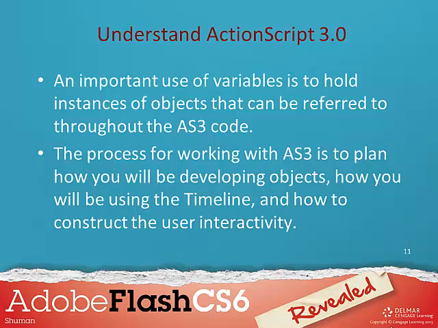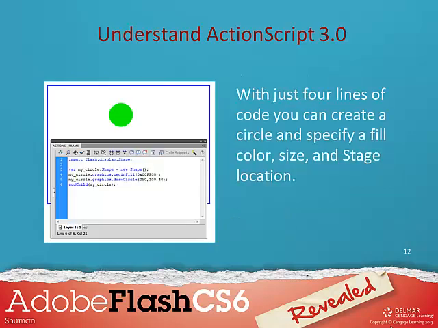The process for working with AS3 is to plan your application, including how you will be developing objects, such as by importing them to the library, drawing them on the stage, or creating them with AS3, and how you will be using the timeline, such as by developing motion tweens using the timeline, or by developing the motion tweens using AS3. The planning also involves how to construct the user interactivity, such as using buttons, go-to actions, and so on. With just 4 lines of code, you can create a circle and specify a fill color, size, and stage location. It's that simple.